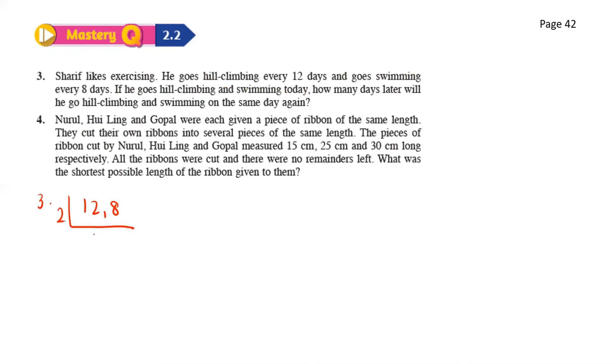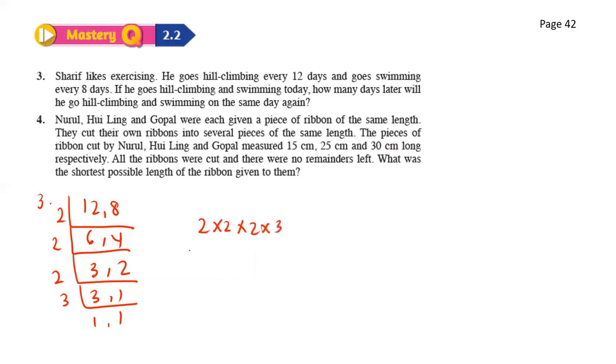So we'll divide it by 2 first, that will give us 6 and 4. Dividing this by 2 gives us 3 and 2. Dividing it by 2 gives us 3 and 1. And lastly, dividing it by 3 gives us 1 and 1. So here we have 2 times 2 times 2 times 3, giving us 24 days later.